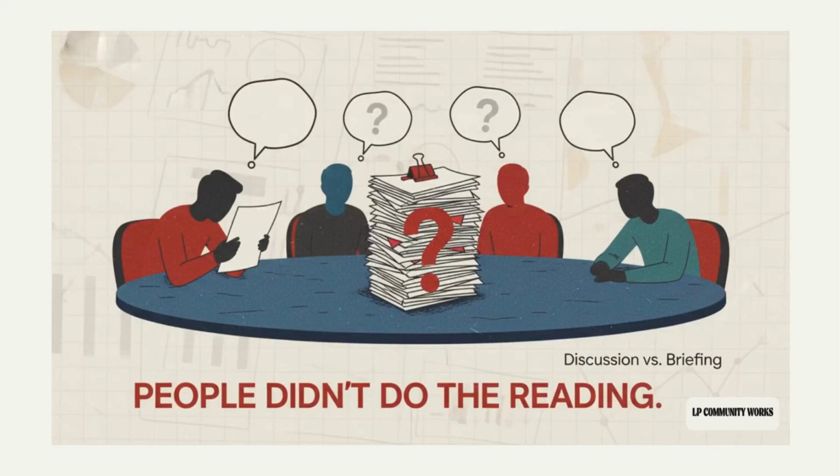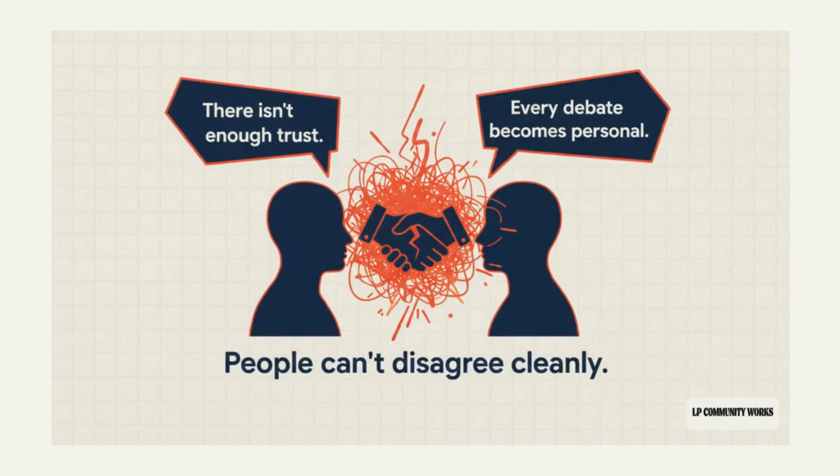Second truth, people didn't do the reading. Simple as that. If members are seeing critical information for the very first time in the meeting itself, you're not having a discussion, you're having a briefing, and that's a total waste of everyone's time. And the third, and this is the most difficult one, there just isn't enough trust in the room. When people don't trust each other, they can't disagree cleanly. Every debate feels personal. Every decision is fraught. Structure helps, for sure, but it cannot fix a fundamental lack of trust.